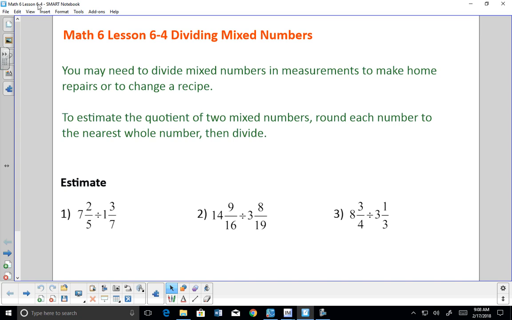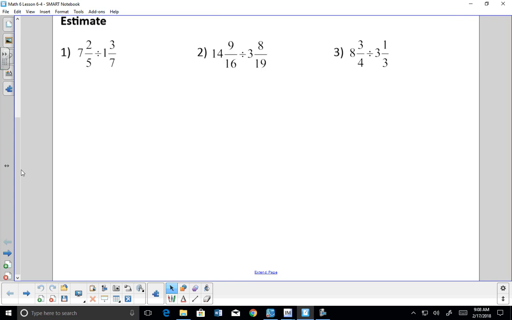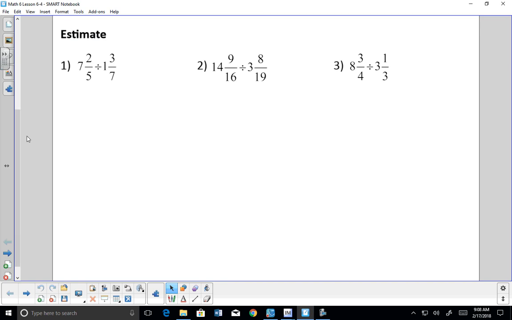So to estimate the quotients of 2 numbers, you should round each number to the nearest whole number and then divide. So a lot of times you can estimate your quotients of mixed numbers as well as we estimated our products of mixed numbers. So if I took 7 2/5, 2/5 is less than a half, so that would be 7 divided by 1 3/7. 3 is less than half of 7, so that would be 7 divided by 1, so it's approximately 7.